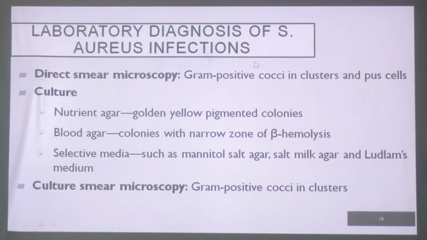How do you do the laboratory diagnosis of Staph aureus? Gram-positive cocci in clusters and pus cells. By pus cells, you are taking pus sample, so you will see pus cells. Then you will see golden yellow pigmented colonies on nutrient agar. On blood agar, we'll see narrow zone of beta hemolysis. We already saw this. There are certain selective media we can use, mannitol salt agar, salt milk agar and Ludlam's medium. This also has the salt concentration. Then after doing culture on these plates, you will take the colonies and perform smear microscopy. This is again gram-positive cocci in clusters.